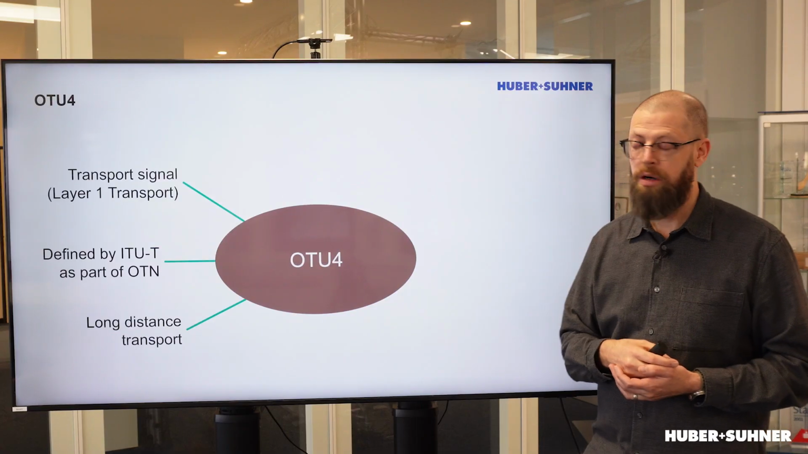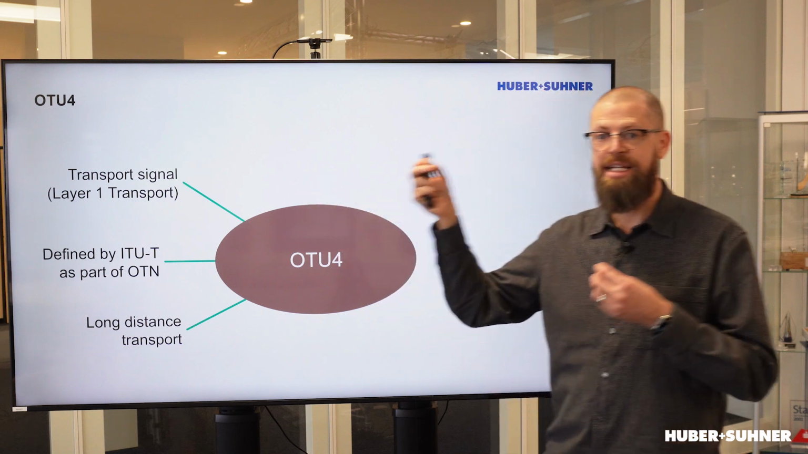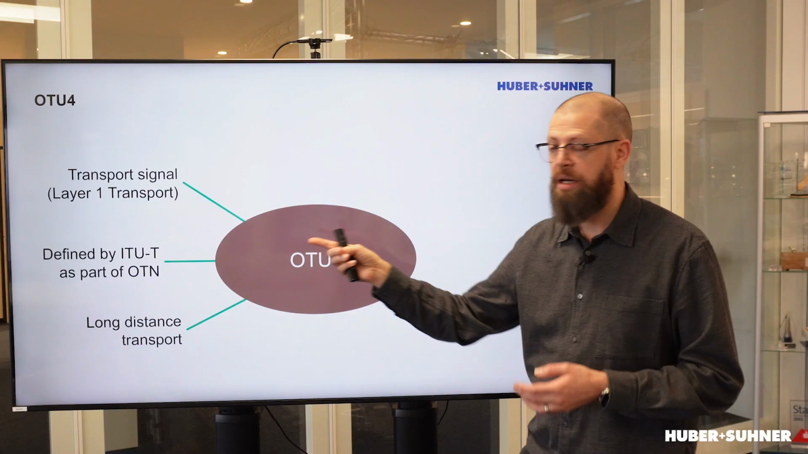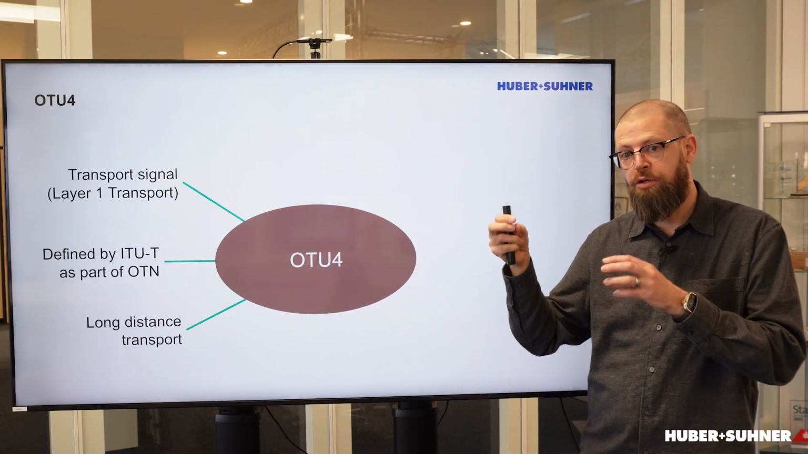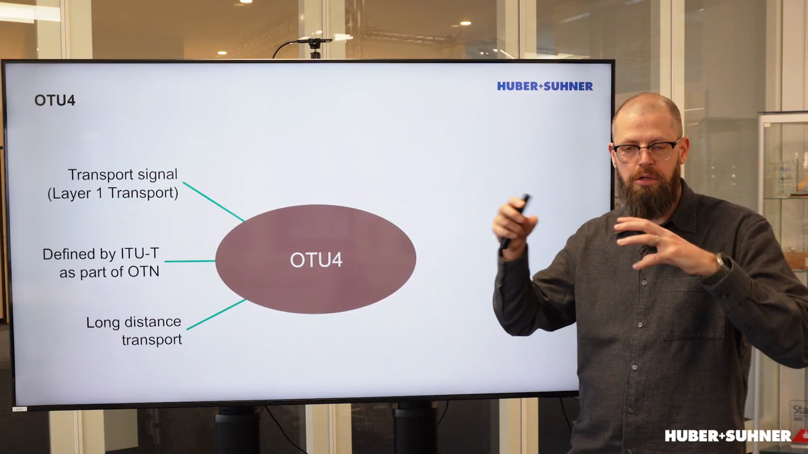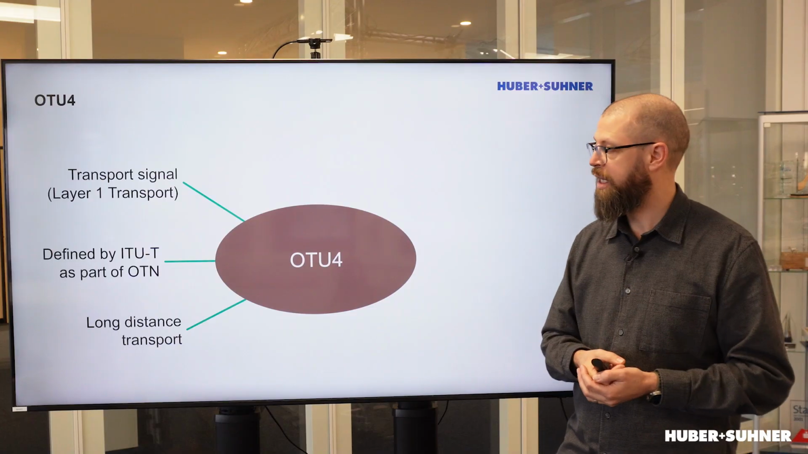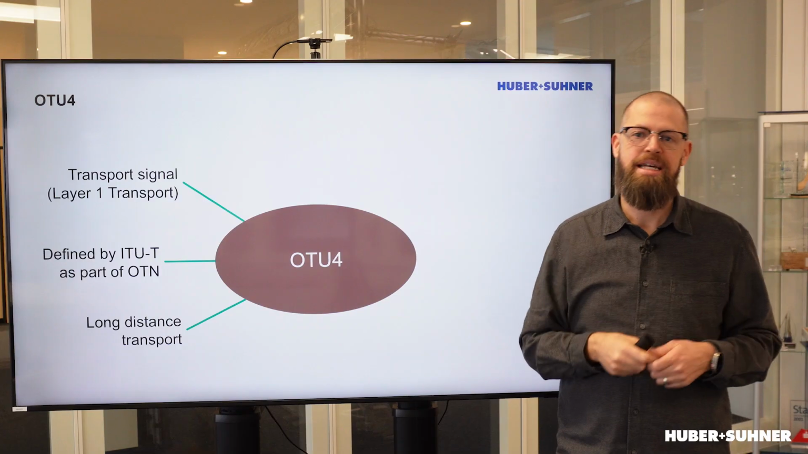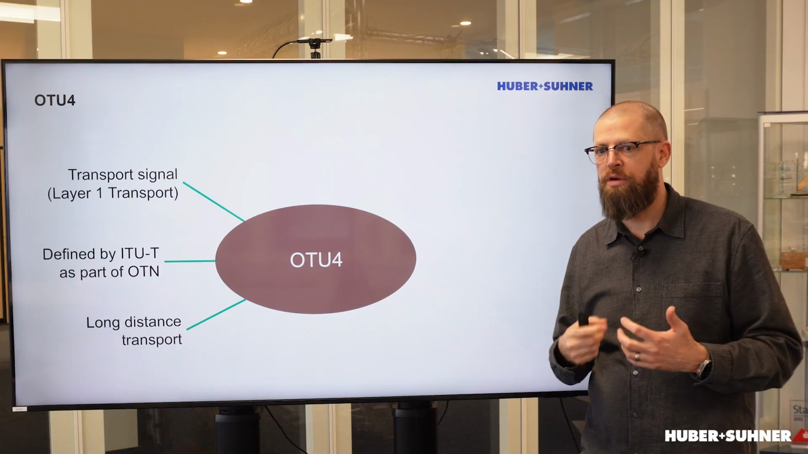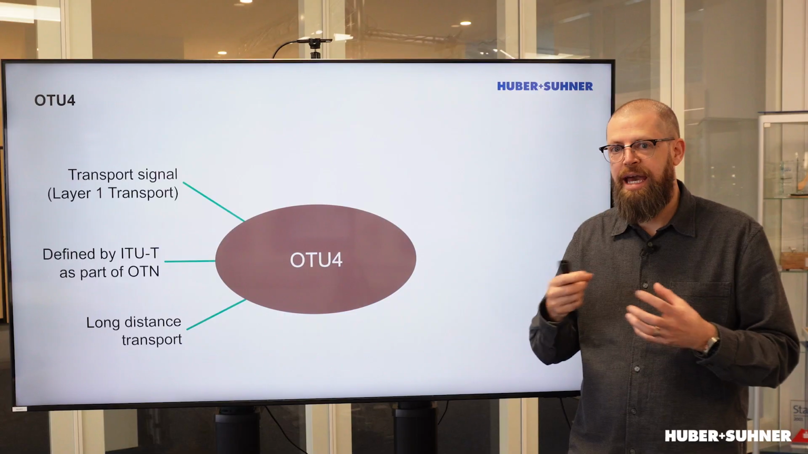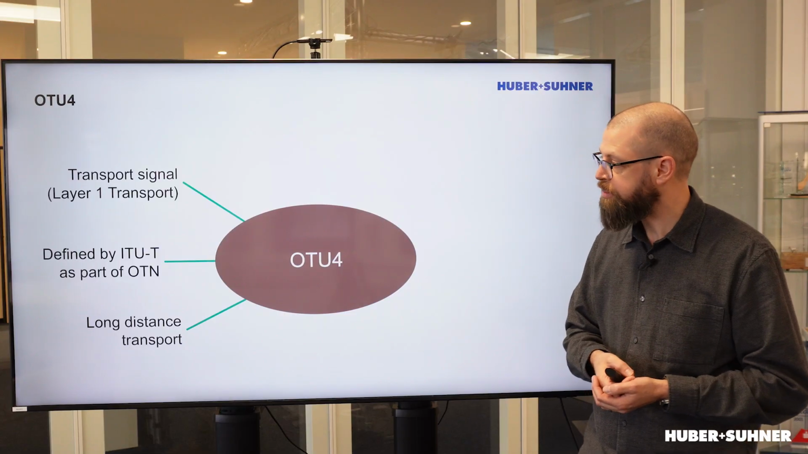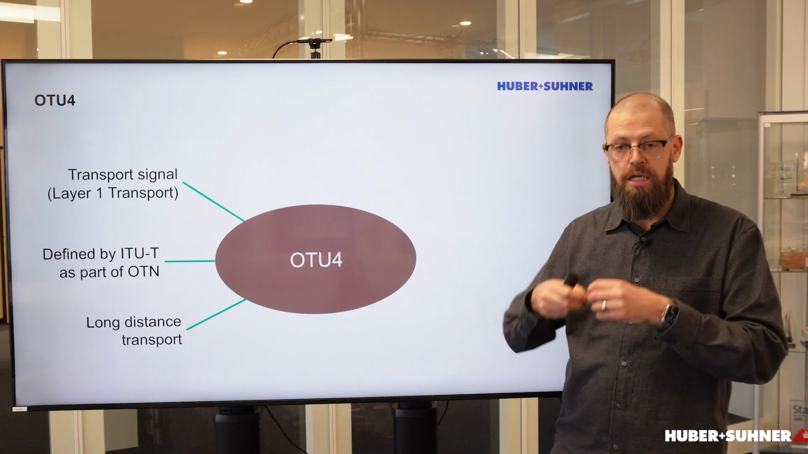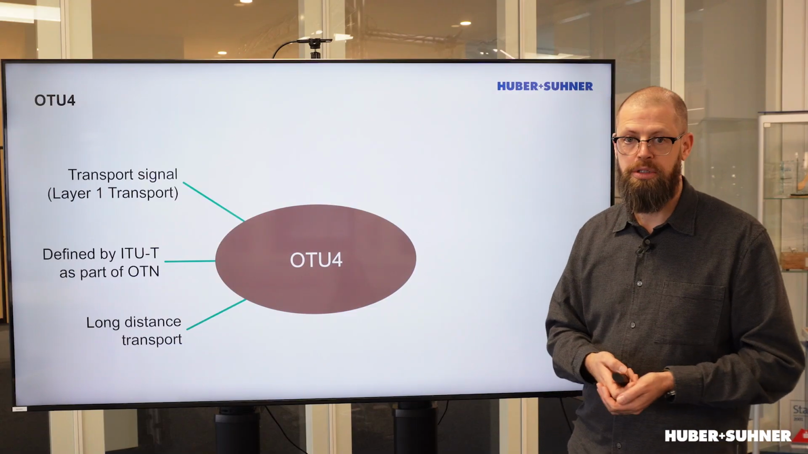Now OTU4, on the other hand, is a transport signal, and it's at layer 1 of the network. It's defined by the ITU-T as part of the optical transport network, or OTN for short, group of specifications. And by the way, OTN is the successor of the synchronous digital hierarchy, or SDH/SONET. The job of OTN is long distance transport.